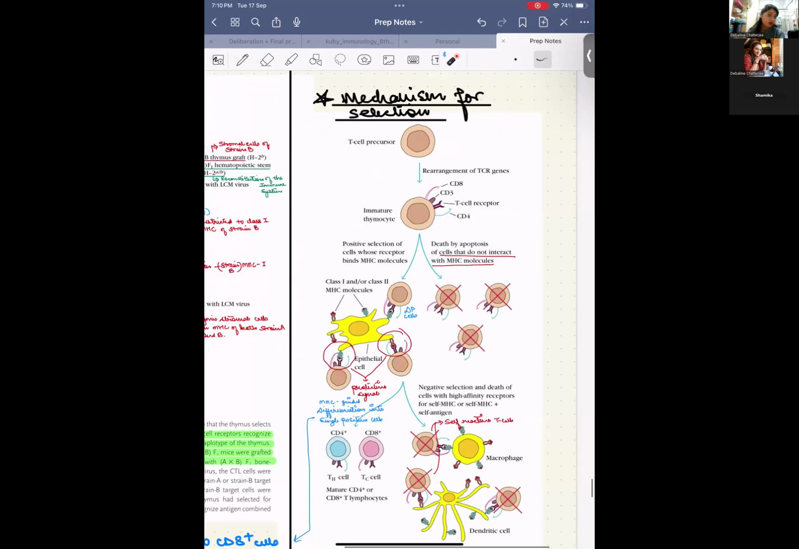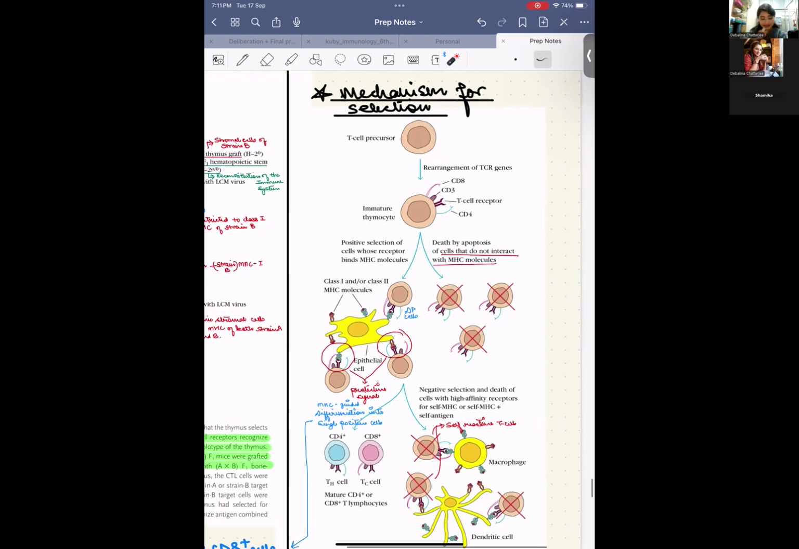Now, so we understood how people have looked into the fact that some phenomena like that occurs. Now, to reason it, the mechanism for selection, how that is happening. So this T cell precursor is there. They undergo rearrangement of TCR genes, and eventually we have an immature thymocyte, which is CD8 as well as CD4 positive. So this is a double positive cell.